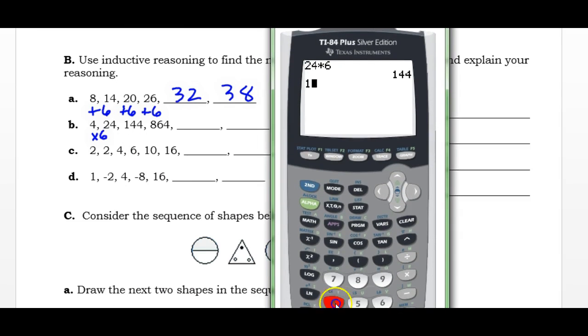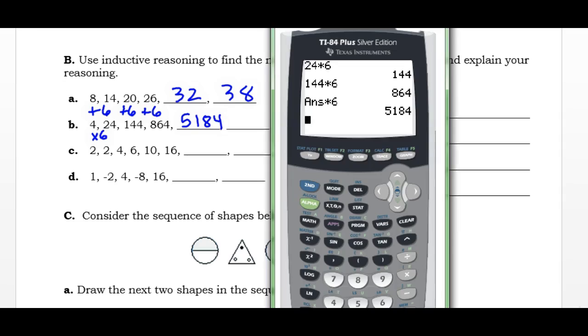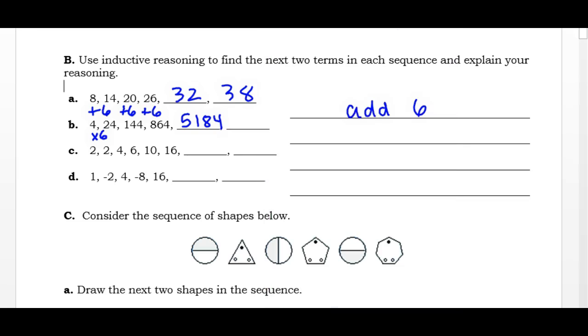So let's try 144 times 6. And that's 864, so that is the next number. So let's do times 6 again, and I got 5,184. And let's do times 6 one more time. 31,104. So on that sequence, I was multiplying by 6.